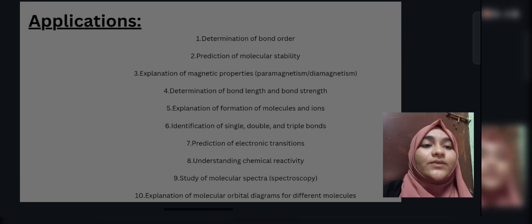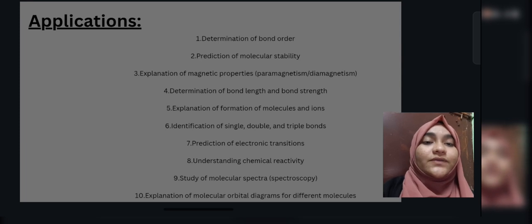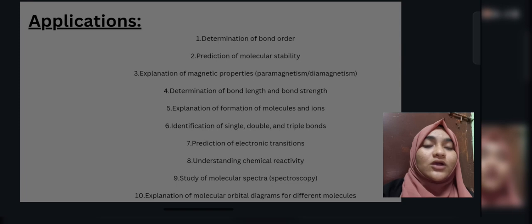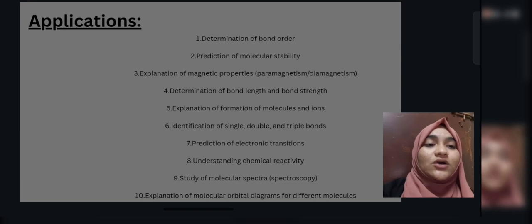Determination of the bond length and bond strength. Explanation of the formation of molecules and ions. It identifies single, double, and triple bonds. And then prediction: it predicts the electronic transitions. Transition means d block elements. It is applicable for transition elements, which means the d block elements.